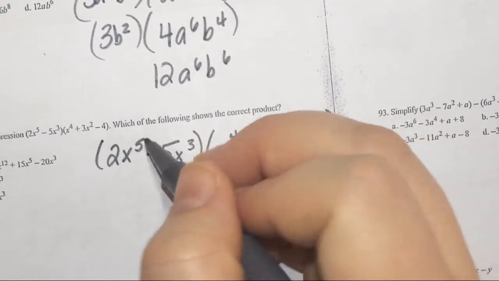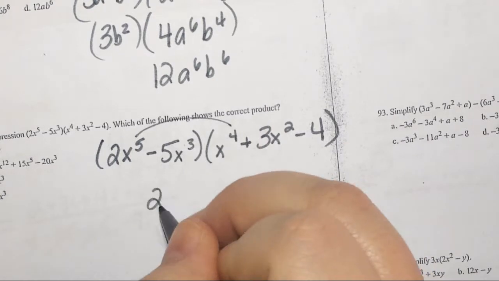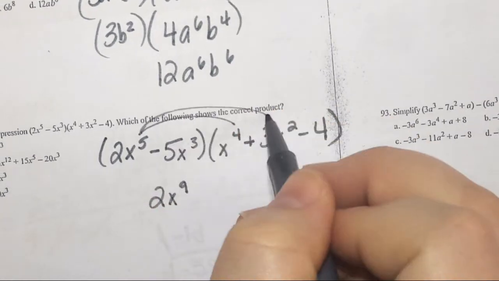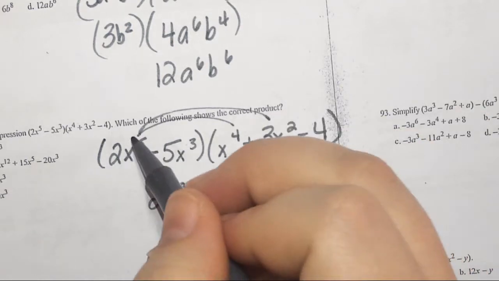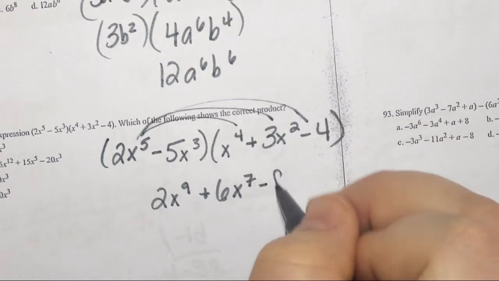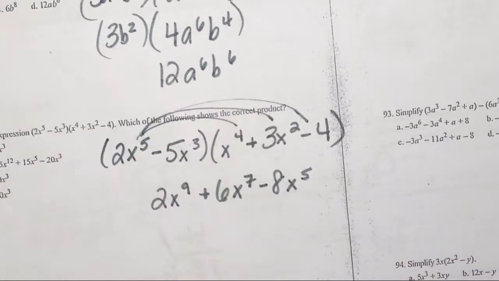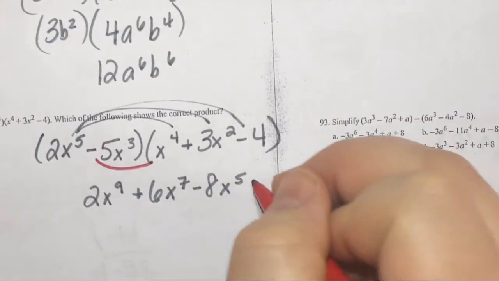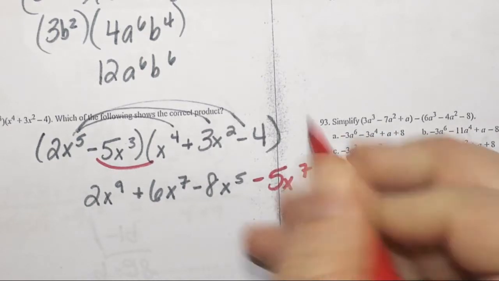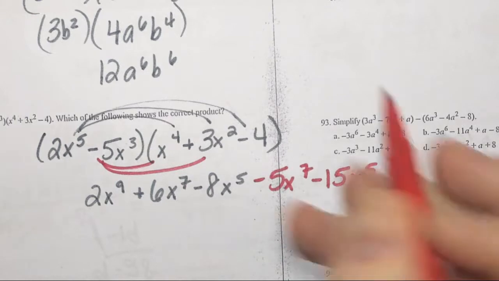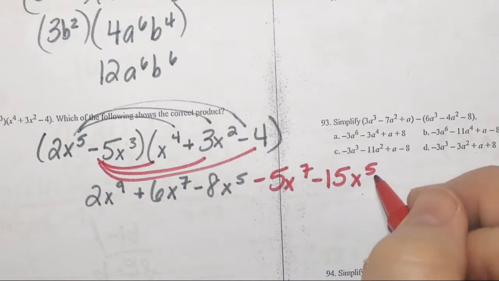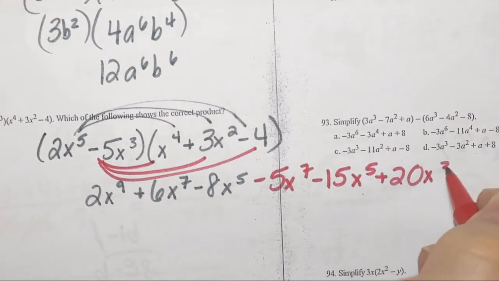Okay, so we have this. We had to distribute. So I had 2x to the 9th plus 6x to the 7th minus 8x to the 5th. And then I had to do the same thing with the negative 5. So negative 5x to the 7th, negative 15x to the 5th, positive 20x to the 3rd.